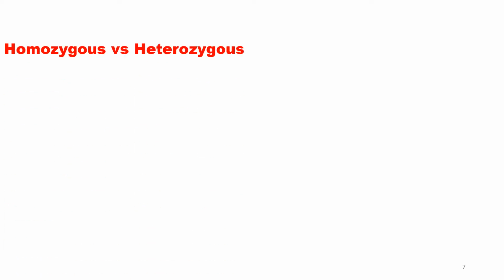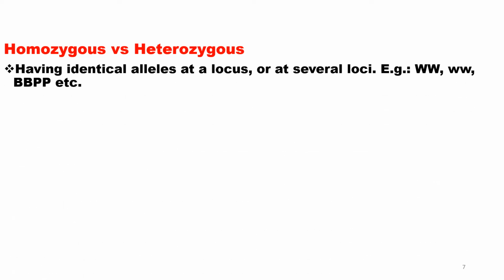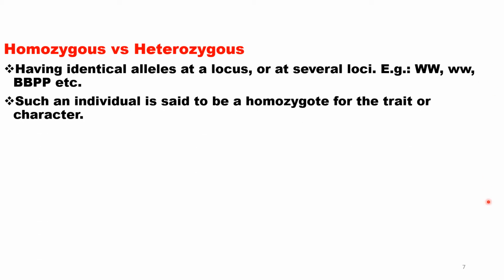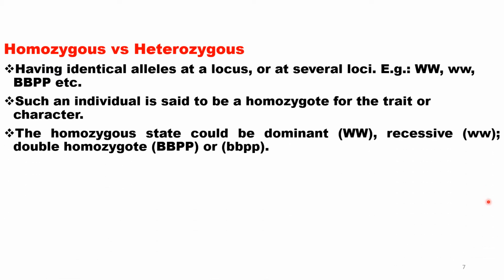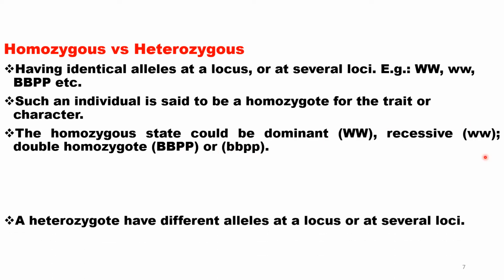Homozygous versus heterozygous. Having identical alleles at the locus or at several loci is referred to as homozygous. So they're usually represented by the same letter, which are similar. An individual is said to be homozygote for the trait or character. Now, this homozygous trait could be either in a dominant or it could be in a recessive form. It could also be double homozygote in the dominant state, or double homozygote in the recessive state.